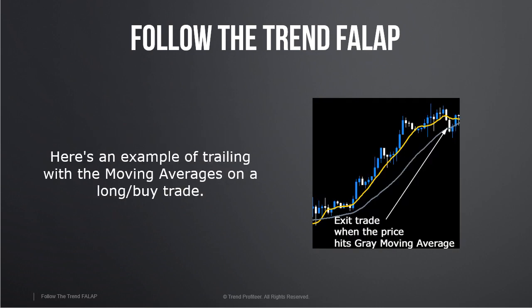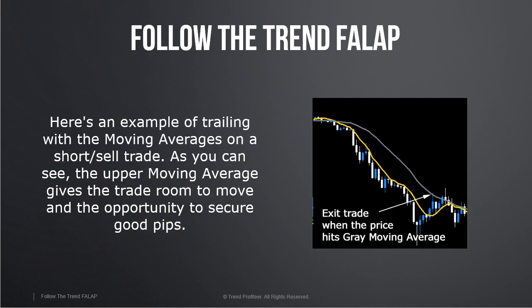So here's an example of trailing with the moving averages on a long buy trade. In this case, you would have exited the trade when price came below the gray moving average, which is the slow moving average. And here's an example of trailing with the moving averages on a short sell trade. If you were using the slow moving average, then you would exit the trade. In this case, if you took a sell up here, you would have closed out for profit when this bar crossed over this slow moving average.